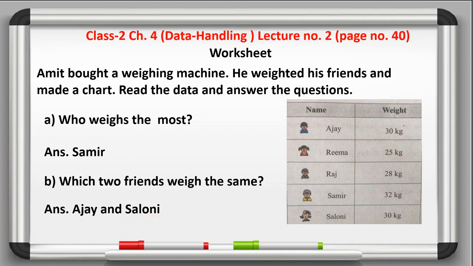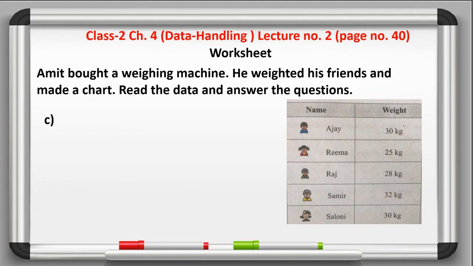Okay. Now in C part, it is given who weighs the least. What do you mean by it, beta? Who means किसका वजन जो था, ठीक है, उस किसका वजन सबसे कम है. Who weighs the least? So here we need to find out the least number, and that is 25 kg. So whose weight is 25 kg? That is Rima's weight. So here we will write the answer Rima.